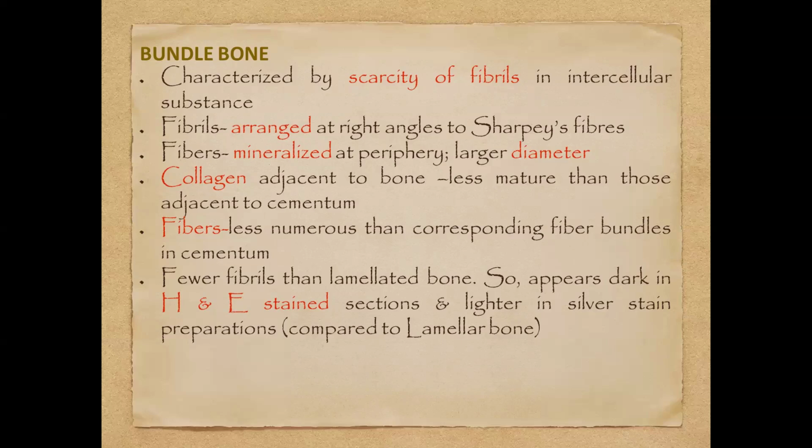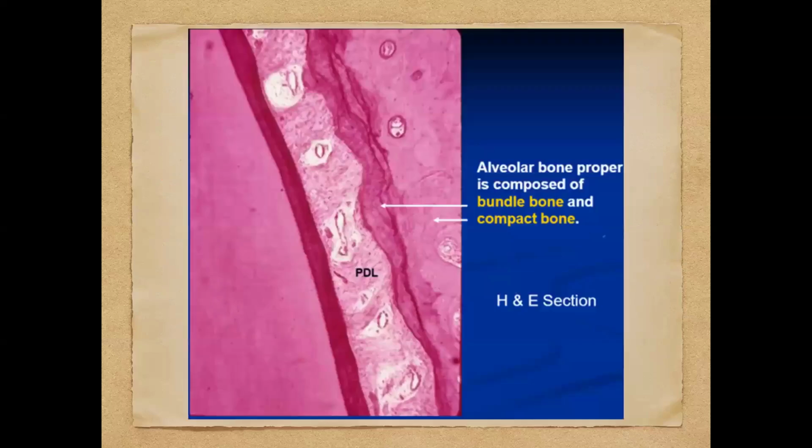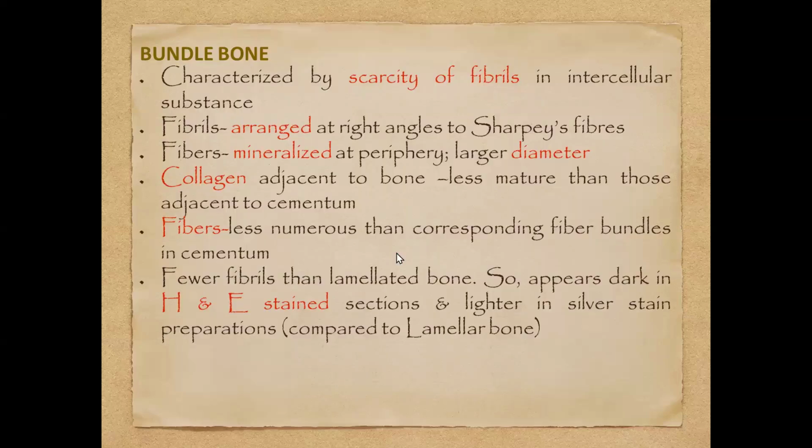Because of the scarcity of the fibrils, they appear darker in H&E sections. In the pictures you can see the bundle bone. It is seen as darker in the H&E sections, while in the silver stains, they are seen as lighter in shade.